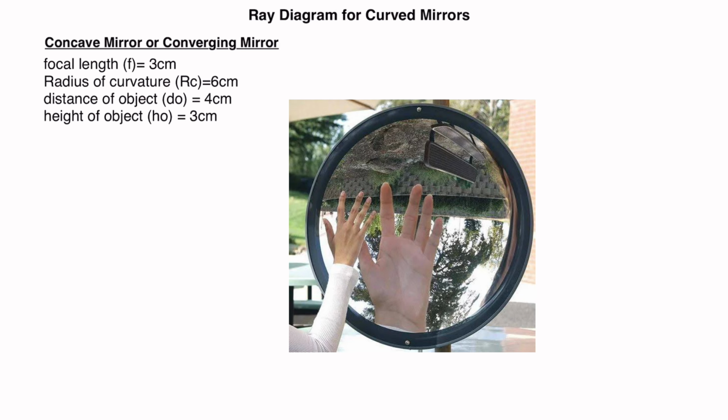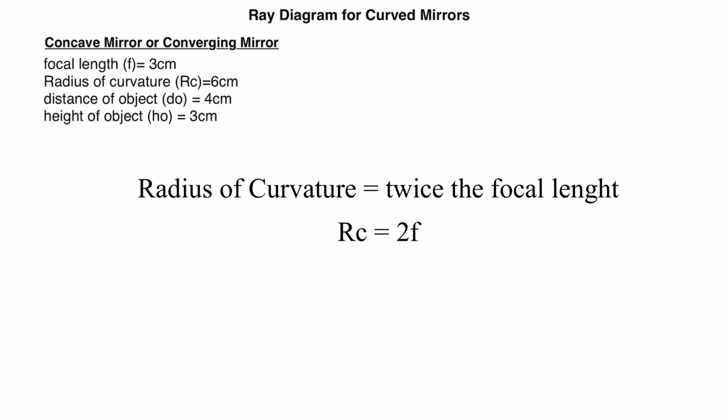So first, we're going to start with the concave mirror, also known as the converging mirror. We have the following given here. We have the focal length, which is 3 centimeters. We have the radius of curvature, which is 6 centimeters. The radius of curvature is simply double the value of the focal length. And we have the distance of the object, and we also have the height of the object.